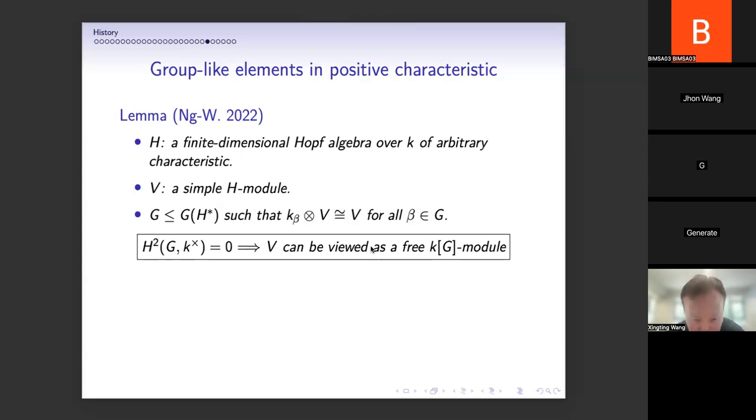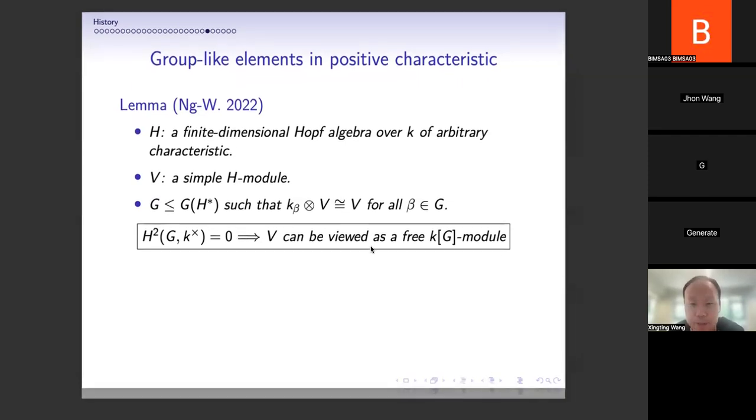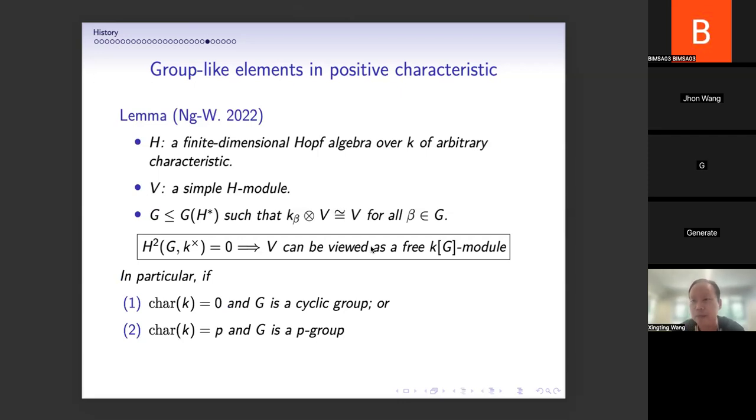And we prove the following result. If you take the group cohomology, sorry, of G with coefficients in G cross is 0, then we can view this simple H module as a free KG module. So that's using some ideas from Nichols algebras and group cohomology. But the good thing is this gives us control of the dimension of V. So that plays a role in the classification cases. That's one of the important lemmas we use a lot to control the dimension of a simple module. It cannot be too small, basically.